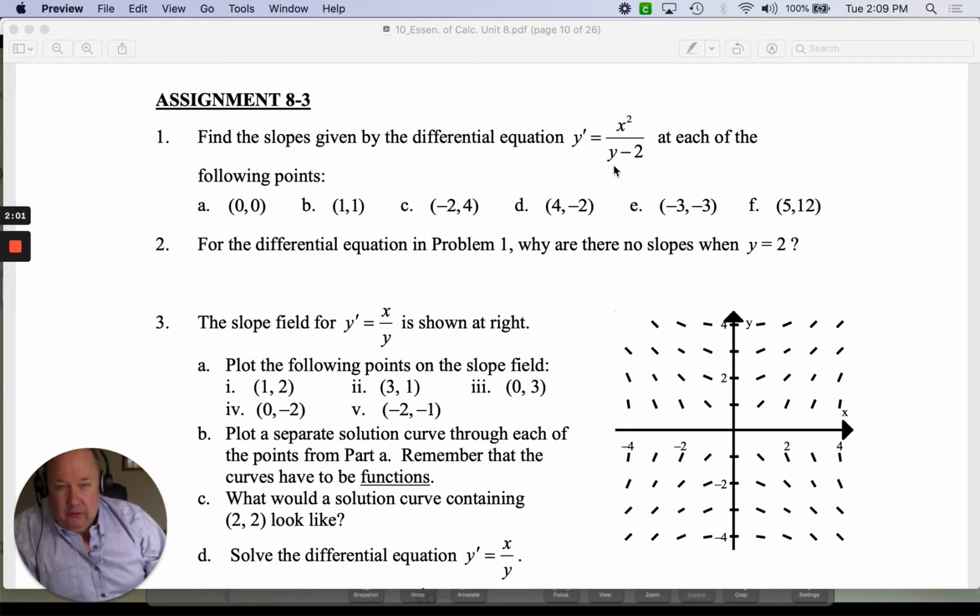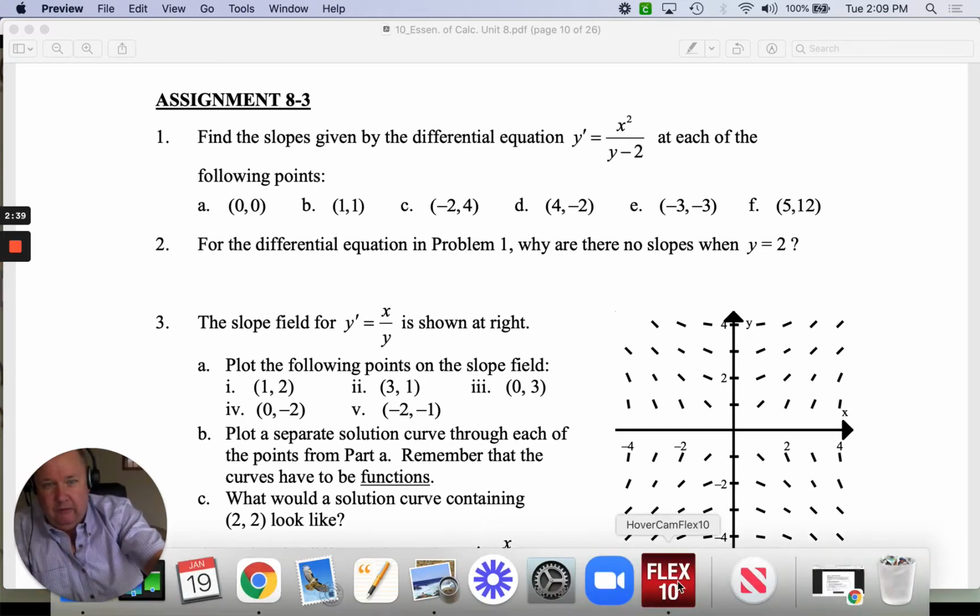Number 3, the slope field. You're given a slope formula, x over y, and at the right a slope field is given. And then in part A, it says, can you do it? So I'm going to switch over to the actual book and write these points out on the side. 1, 2, 3, 1, 0, 3, 0, -2, and -2, -1. This is one of the hardest things to conceptualize. So we're going to try to do it slowly and have a good attitude about it.